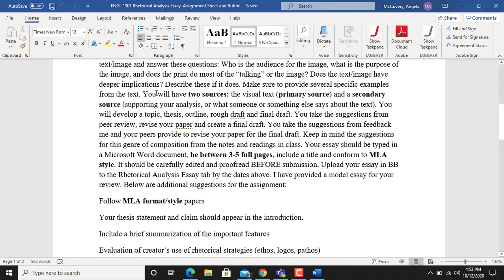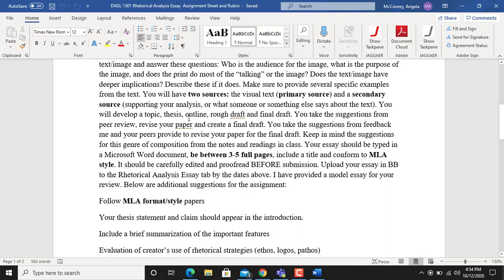All right, so you need two sources. You need the visual text that you're analyzing. That's the primary source, okay? And then you need a secondary source. That's the supporting source that's going to support your analysis, okay? Or the secondary source can be what someone or something else has to say about your visual text, okay?